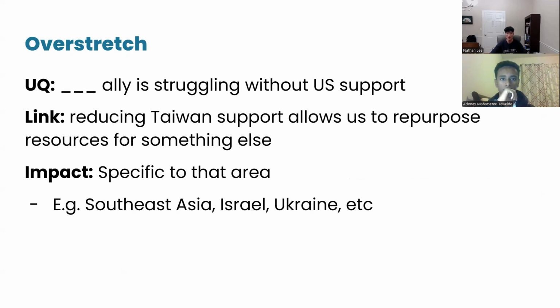All right. Then on to some more niche arguments. The first one is overstretch. So right now, in the uniqueness and in current geopolitics, there's a lot of different wars going on and a lot of scenarios where you can say that an ally is struggling without US support. I can name a couple, like Ukraine or Israel, or a lot of poor countries in Southeast Asia like Myanmar or the Philippines are also really struggling. And the link is really simple. It's that right now we're pouring too much unnecessary money into Taiwan, and when we take that money out, we can better repurpose it into better areas, i.e., Ukraine or Israel, like I said before, and the impact is anything specific to what's happening there.